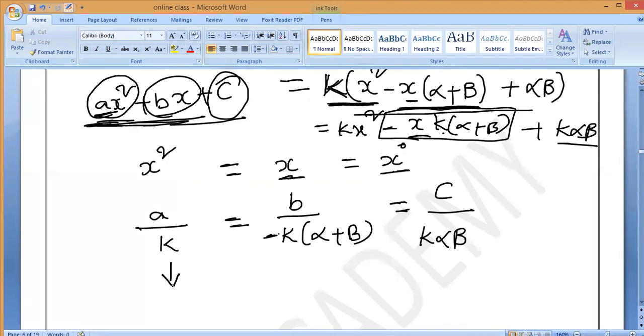This is ratio 1. This is ratio 2. This is ratio 3. First, equating ratios 1 and 2.